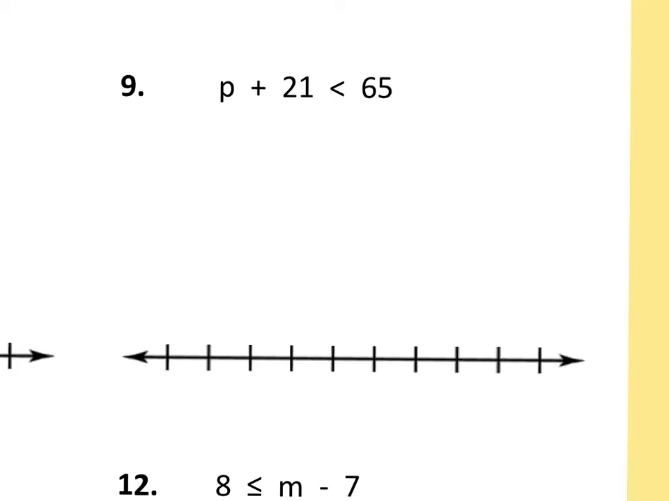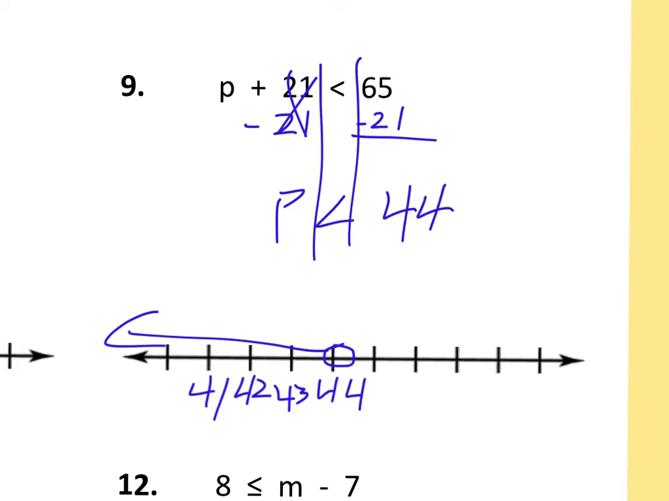Let's have you try number 9 on your own. When you're done, unpause and see if you get the answer correct. All right, did you get p is less than 44 as your answer? If you did, and your graph has an open circle and an arrow moving to the left, you got it correct.